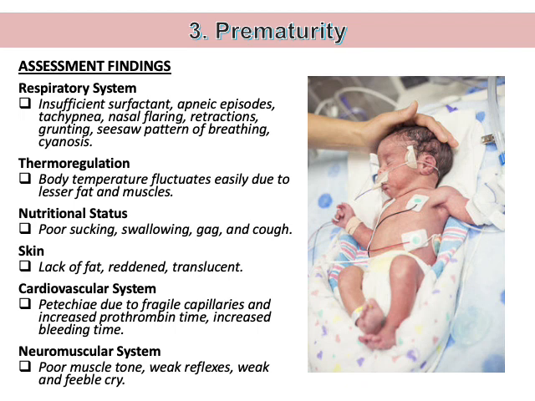The skin. As compared to a full-term newborn with well-moistened, beautiful skin, a premature's skin is usually lacking in fat, reddened, and translucent. The cardiovascular system is also immature, so you can possibly see petechiae due to fragile capillaries, and there is also increased prothrombin time and increased bleeding time. Because of this, we always have to watch out for any risks of bleeding.